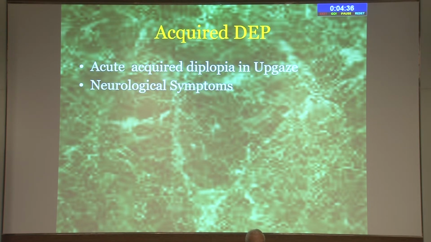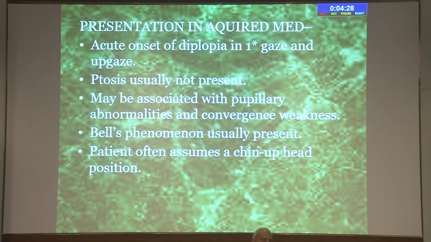In acquired MED, there is acquired diplopia in upgaze along with presence of neurological symptoms. Usually ptosis is not a prominent feature in acquired MED. It may be associated with pupillary anomalies and convergence weakness. Bell's phenomenon is usually present, and the patient assumes a chin-up head position.